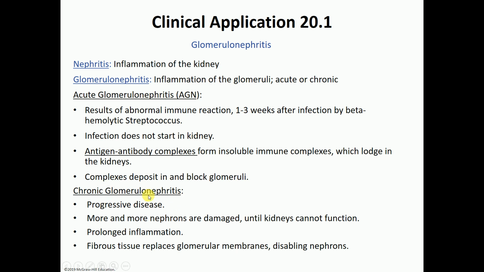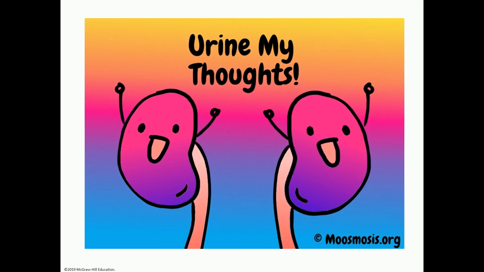Chronic glomerulonephritis is more of a progressive disease that happens in chronic conditions like lupus, for example, where there is progressive damage of the kidneys until the patient goes into renal failure. There is healing by fibrous tissue, which obviously is going to be scarring and damaging to the nephrons. Now in the next portion, we'll be talking about the whole process of urine formation.